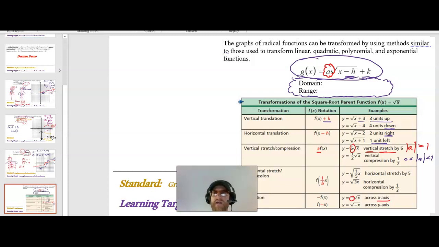I'm going to tell you this. The domain depends on h and a. The range depends on k and a. If you can tell me what the domain of any g is and the range of any function g is based on that equation, bonus. I'm going to leave it at that.